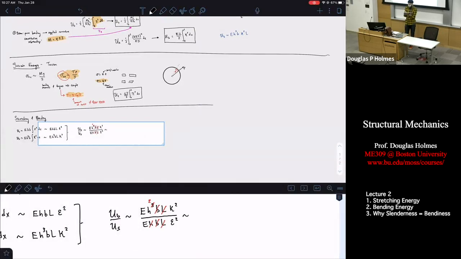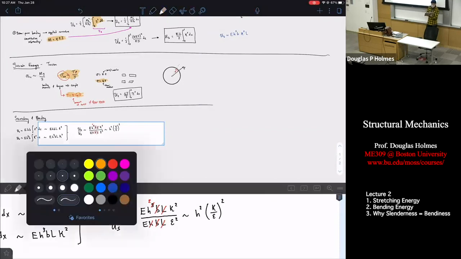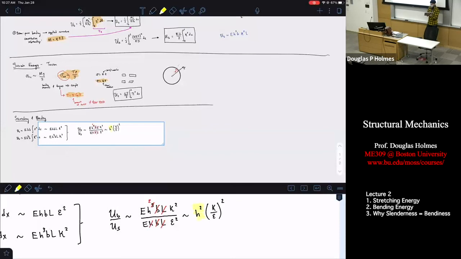And when comparing bending to stretching, what we find is that the relative magnitude of bending to stretching depends on only three parameters: thickness, which is squared, times the relative magnitude of curvature and strain squared. The most important term out of those three is this one. And what that tells us is that if your structure, let me say it a different way.